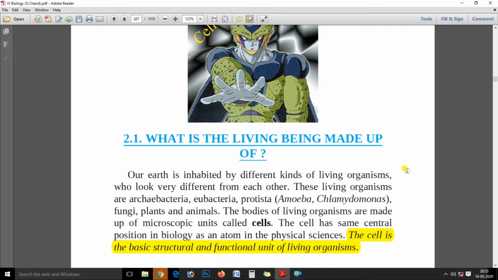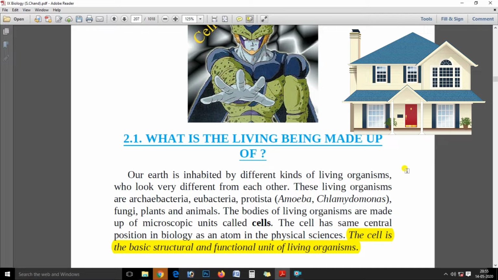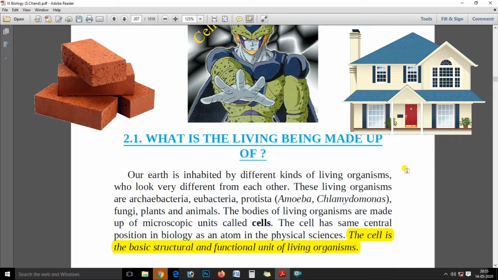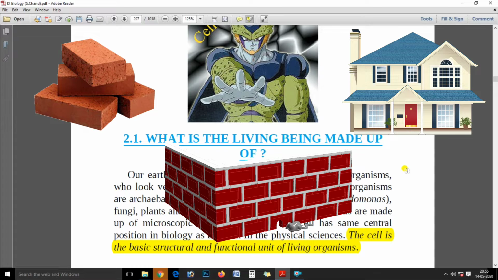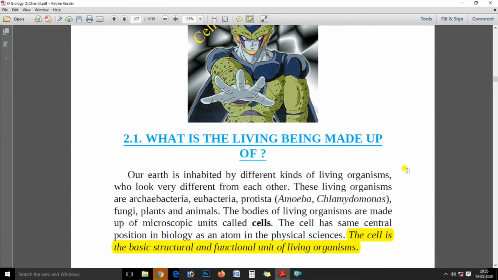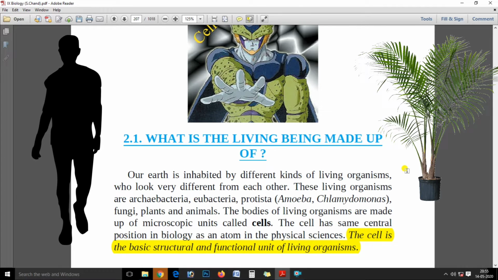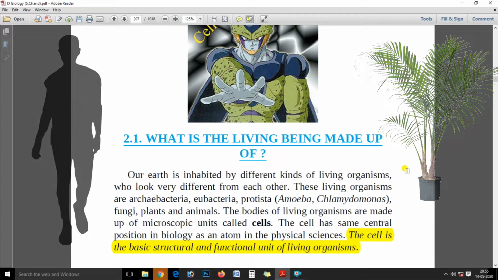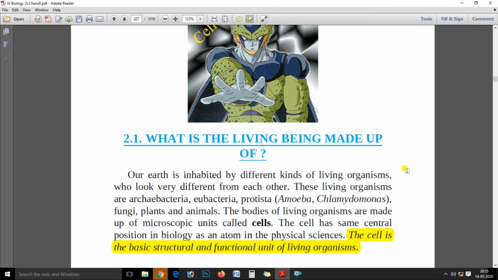Suppose when we build our houses or buildings, what do we need? We need some bricks, rods, etc. That means with these materials we build our houses and buildings. In the same way, the body structure of living organisms is made up of these tiny cells. That is why they are called the structural unit.